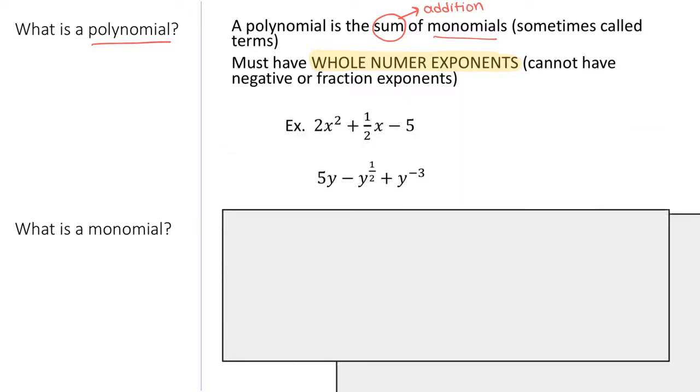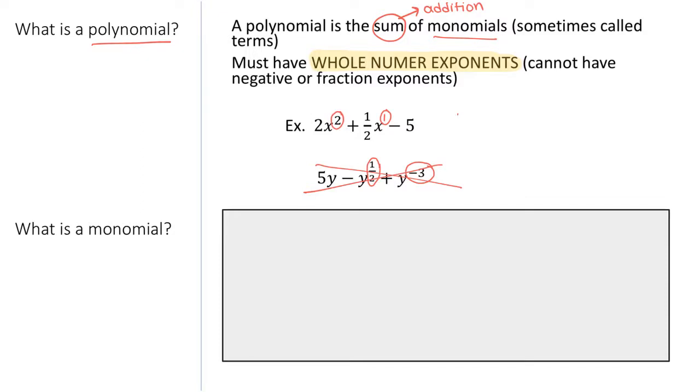So when we look at these two examples, 2x squared plus 1/2 x minus 5, and 5y minus y to the 1/2 plus y to the negative third, it's pretty apparent that the second one has a negative 3 exponent, and it also has a 1/2 exponent. Even if it had just one of those, that would make it not a polynomial. 2x squared plus 1/2 x minus 5 is okay because it has a whole number exponent there, and in fact it has a whole number exponent there. Now you can see this is a polynomial.